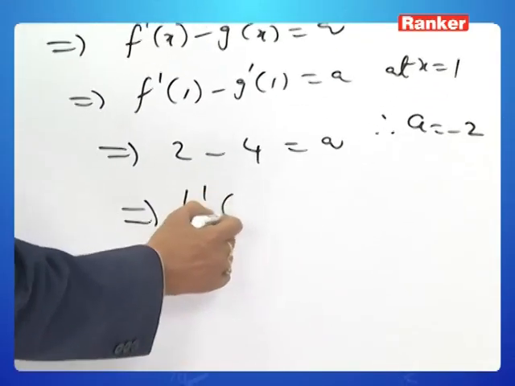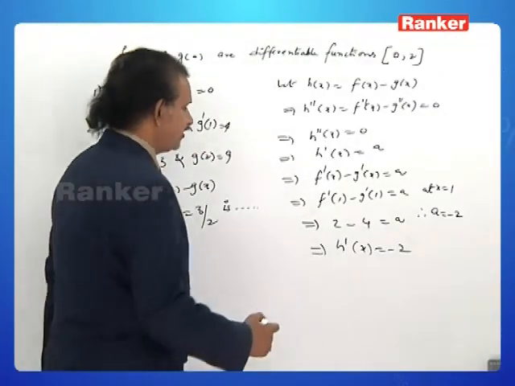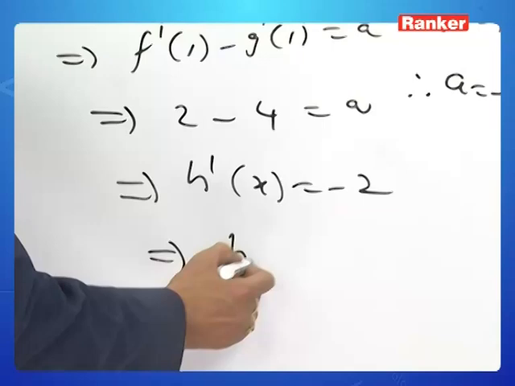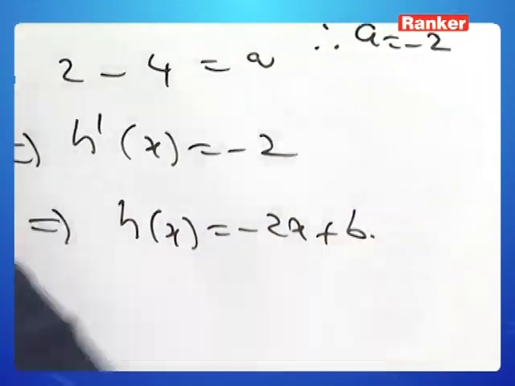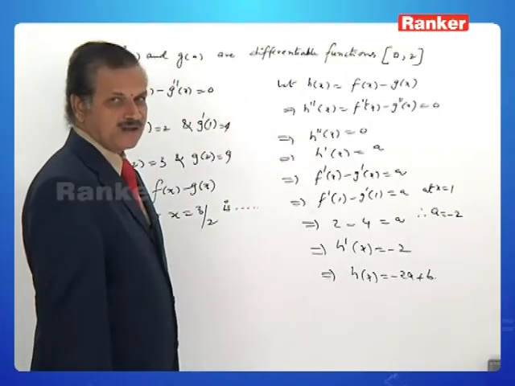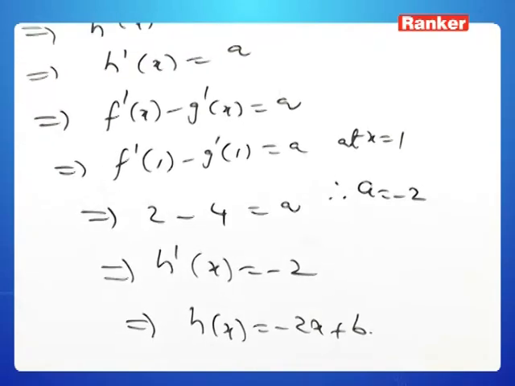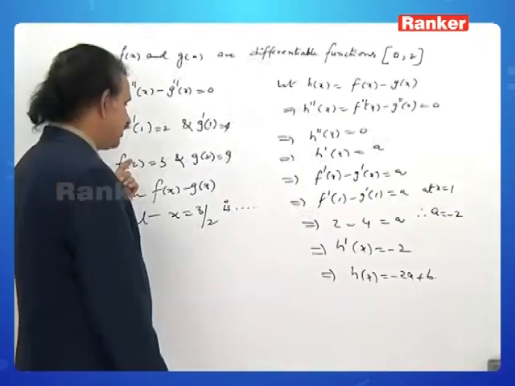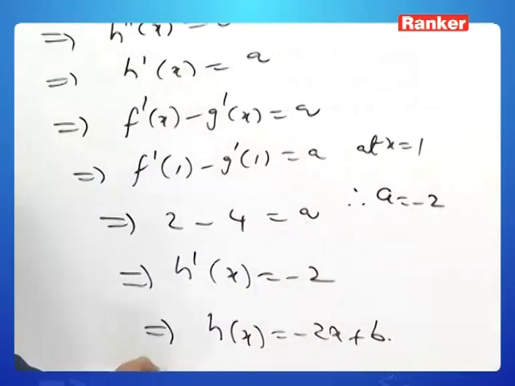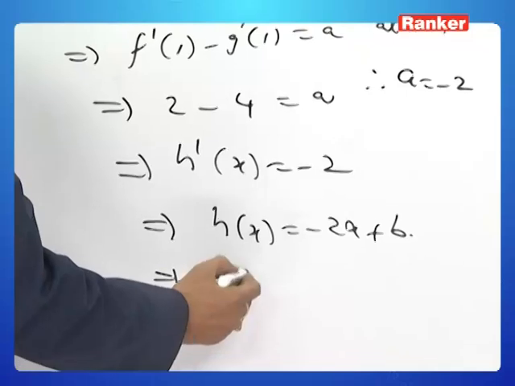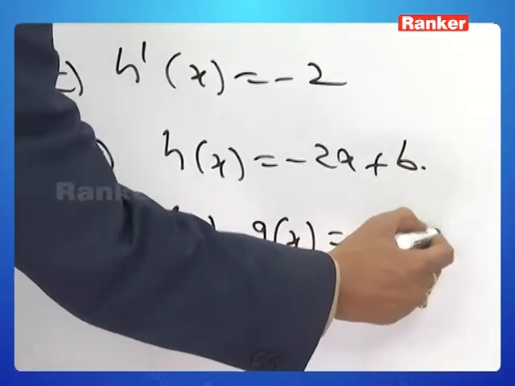Implies h dash x is equal to minus 2. Again integrate it on both the sides. What happens? h of x is equal to minus 2x plus b, where b is the constant of integration. I say again h of x, I like to take 2 in the place of x. What is h of x actually? It implies f of x minus g of x is equal to minus 2x plus b.